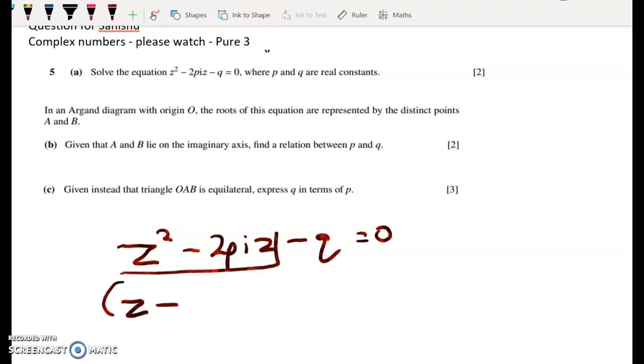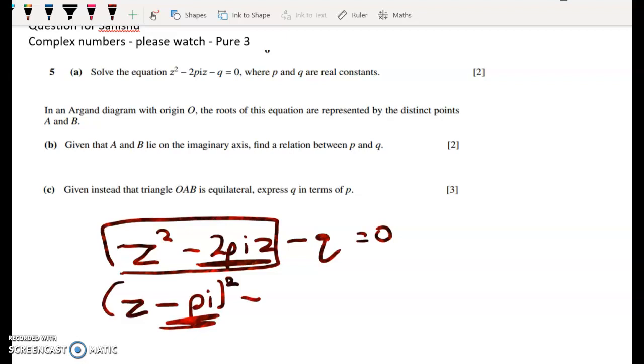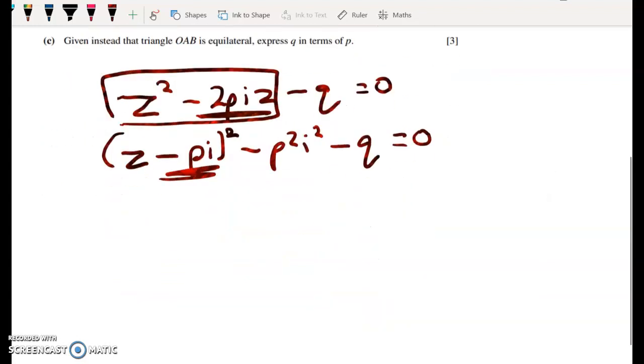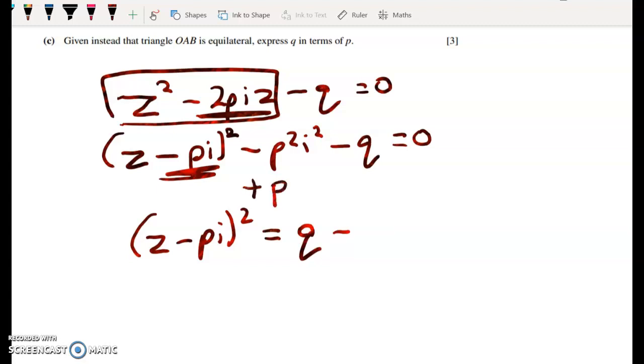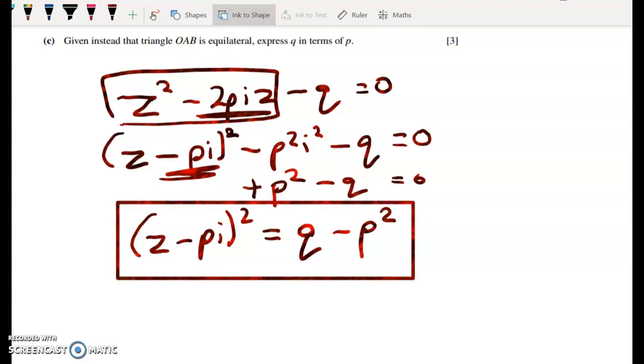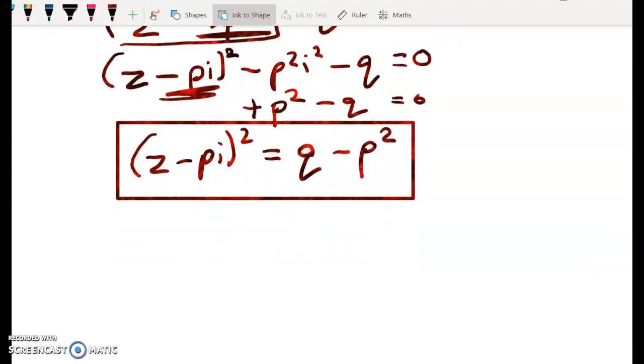We're just going to halve the second term. So (z minus pi) squared. Now I have to take out the extra bit that I added in, so it's minus p squared i squared minus q is equal to 0. Let's go slowly on this. This is plus p squared minus q is equal to 0, so this is now q minus p squared. Right, so we've got down to here. Now we have to do the cleanup bit.